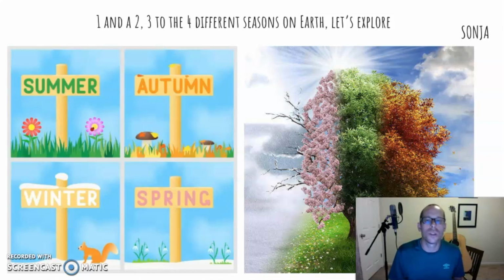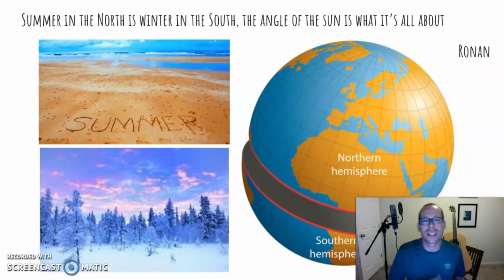1 and a 2, a 3, a to the 4. Different seasons on Earth, let's explore. Summer in the north is winter in the south. The angle of the sun is what it's all about.